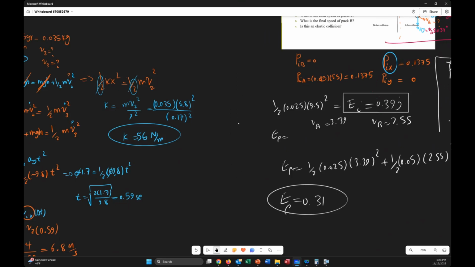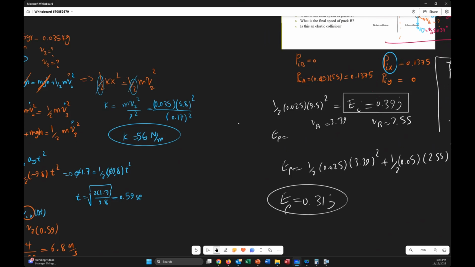Good. Because you see this one, EI is 0.39, EF is 0.31. There is a difference, yes? So energy is lost. What happened to that energy? That energy transformed to thermal energy and was released to the environment. So the question says, is this elastic? We say no. Why? Because energy is not conserved.